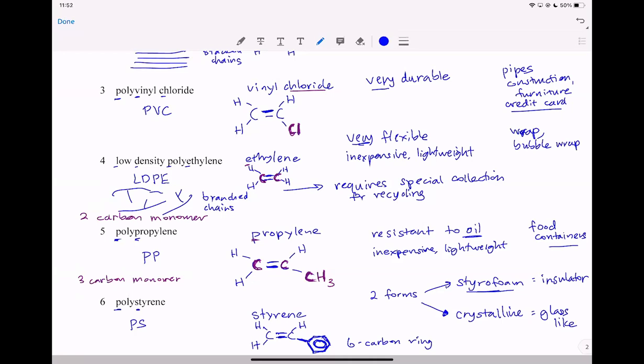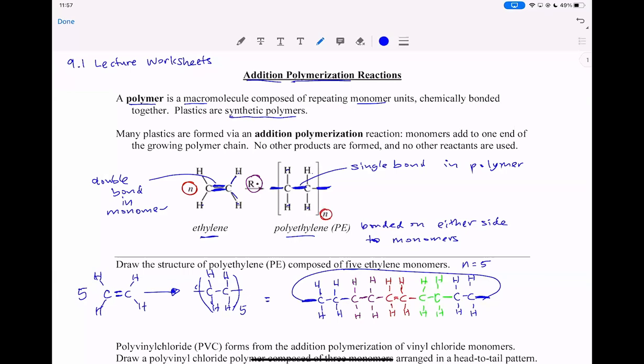Okay, so let's go back to this addition polymerization reactions worksheet and fill in some of these other polymers that also form from the same reaction, addition polymerization.